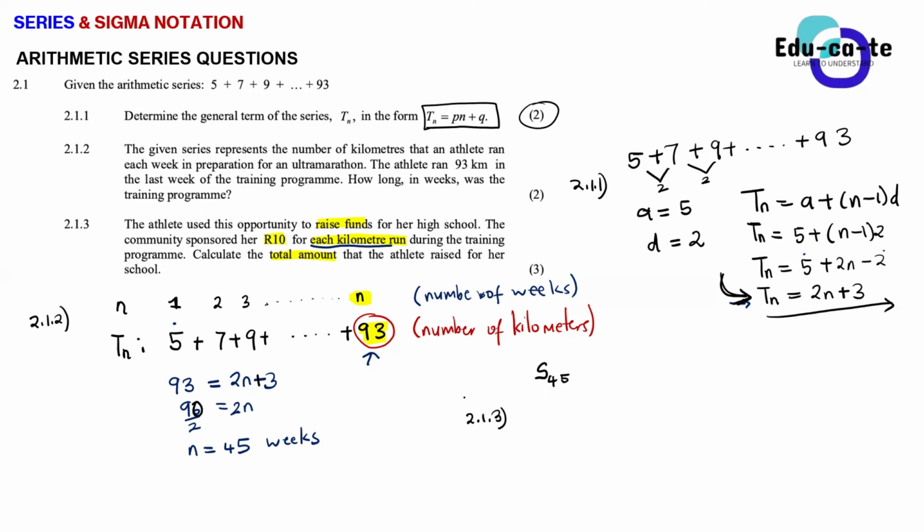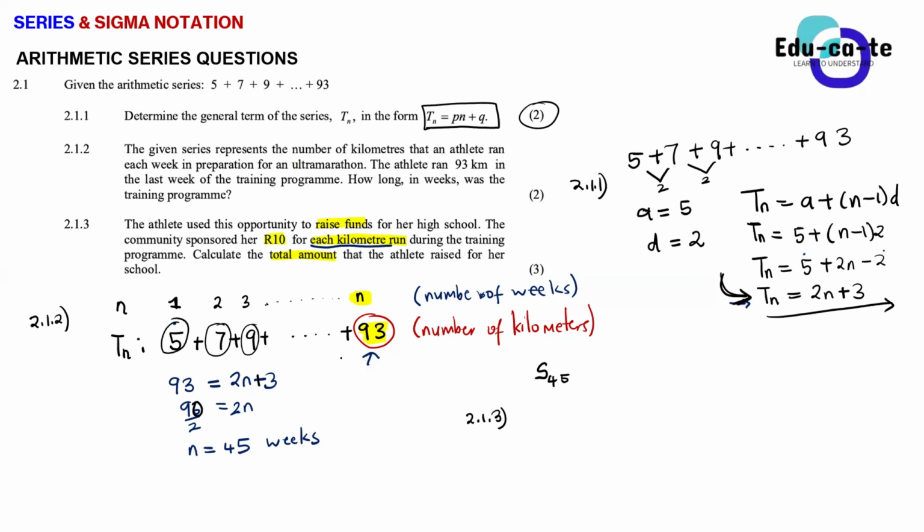We want to try and see how many kilometers she ran first, so that you can find out how much money she gets. Because we definitely know that she ran 5 kilometers in the first week. She ran another 7 in the second week. She ran 9 kilometers in the third week. Then she ran 93 kilometers in the last week.